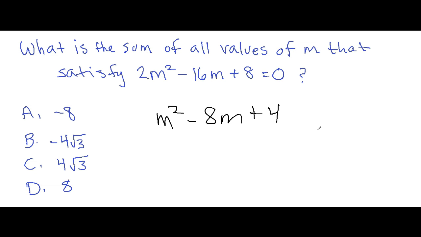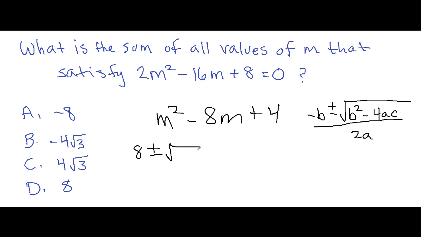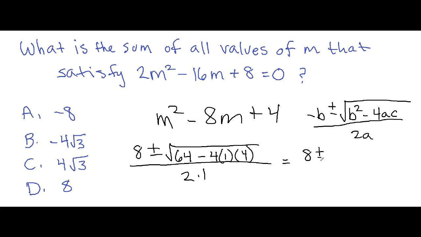So if you recall, the quadratic equation is negative b plus or minus the square root of b squared minus 4ac all over 2a. So if I start plugging these in, negative b becomes a positive 8 plus or minus the square root. B squared is 64 minus 4 times a, which is 1, times c, which is 4, all over 2 times a, which is again 1. So now I have 64 minus 16 under the square root sign.